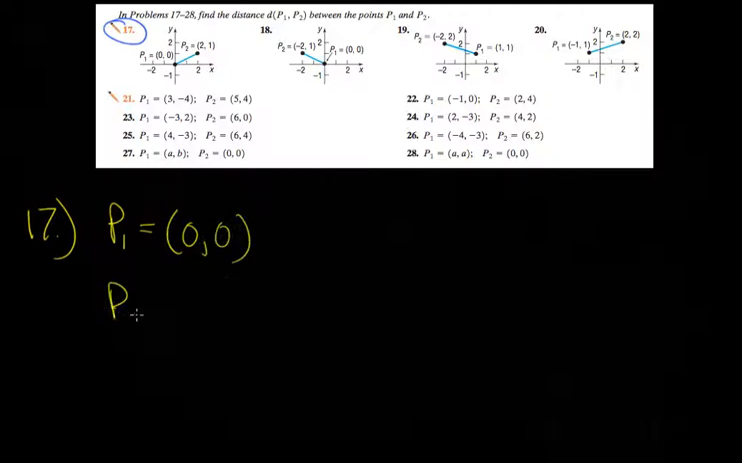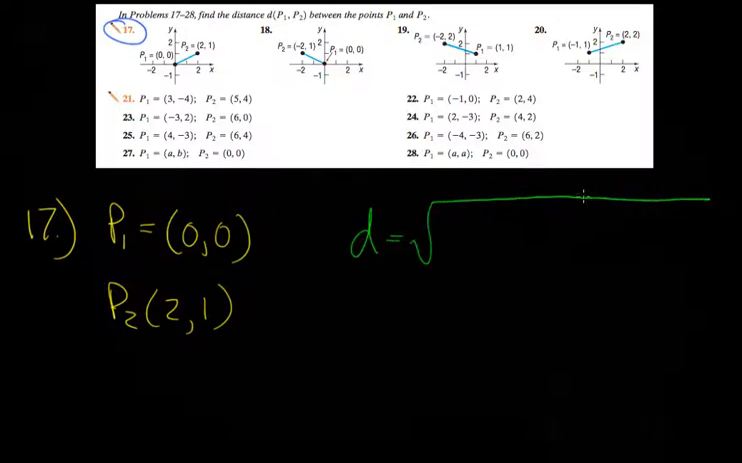It says find the distance between the points P1 and P2. I'm going to do the first one, 17. We have a point. P1 is at the origin, 0, 0, so this is going to be really easy. P2 is 2, 1. So let me just plug it into the distance formula so you can see how easy this is going to be.